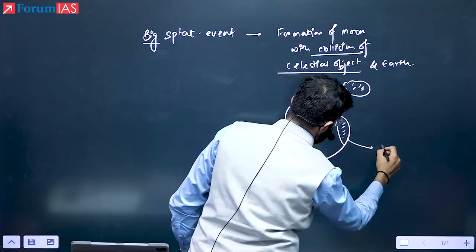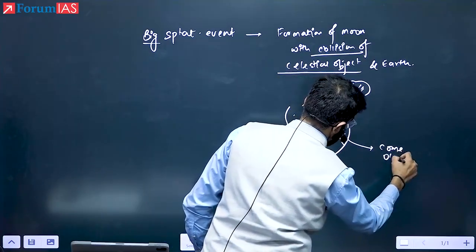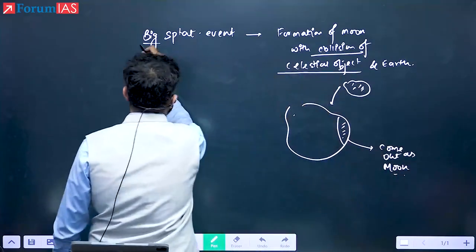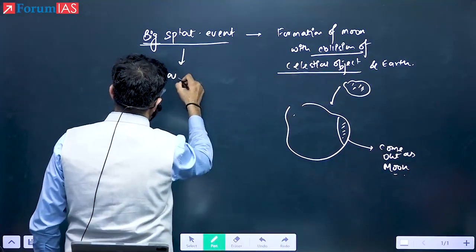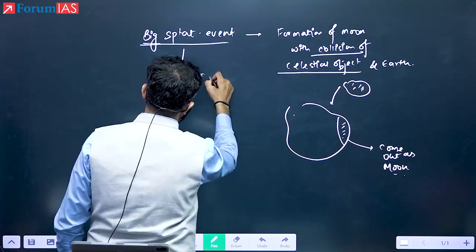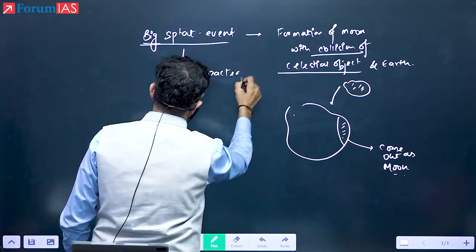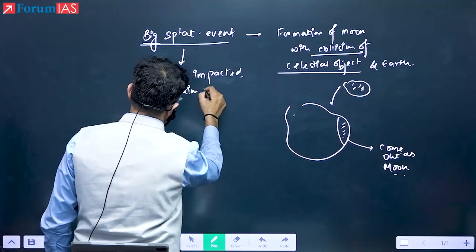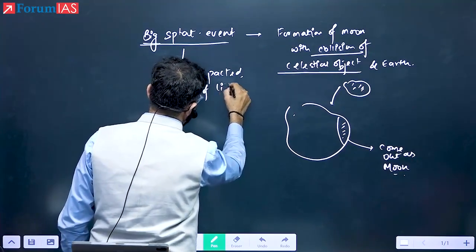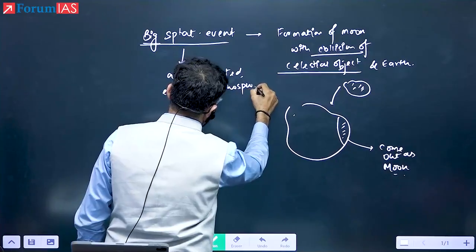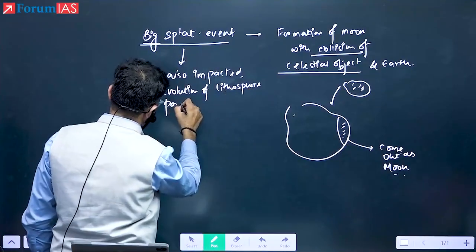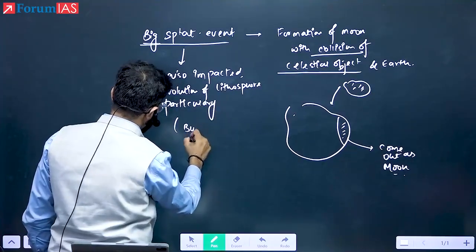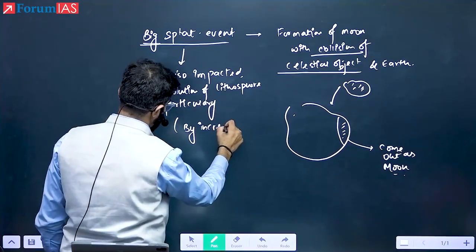This will come out as moon. And this is also considered one of the factors. Also impacted the evolution of lithosphere particularly, mainly by increasing the temperature.